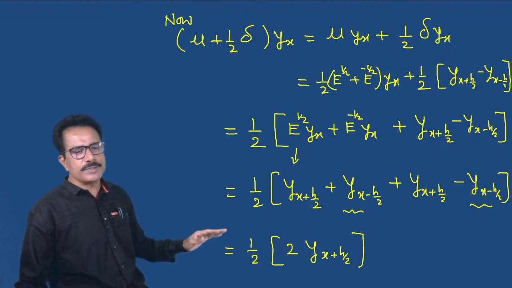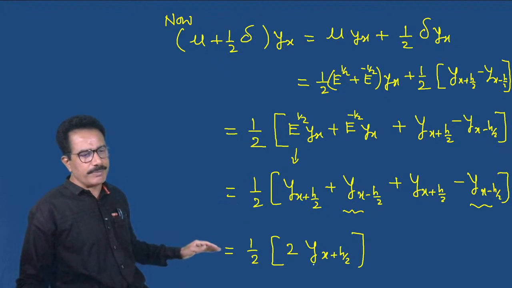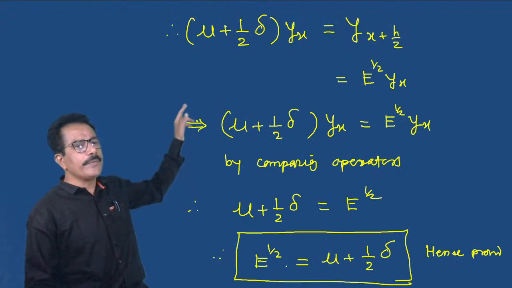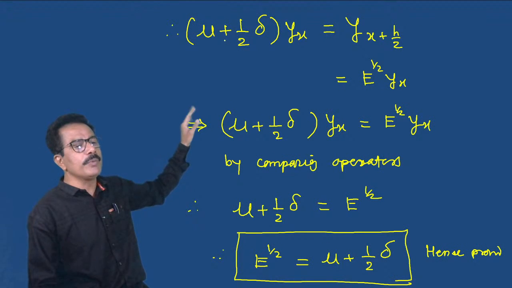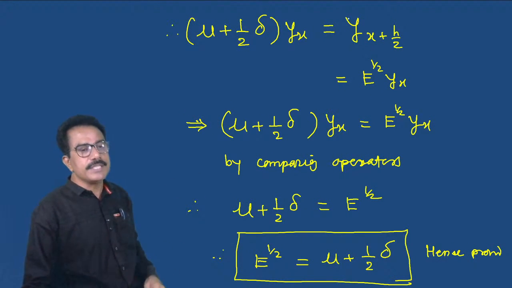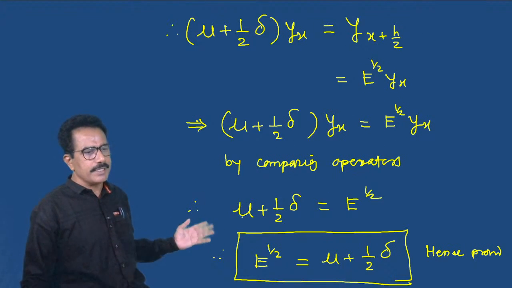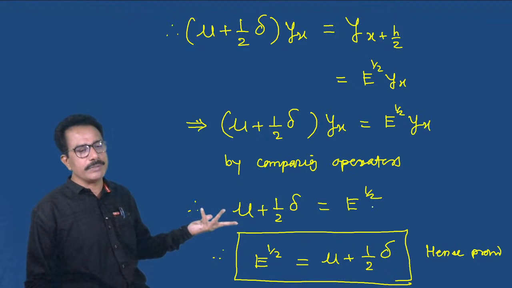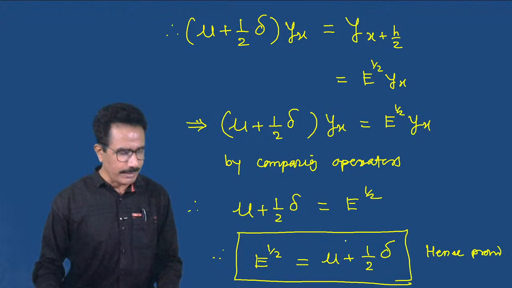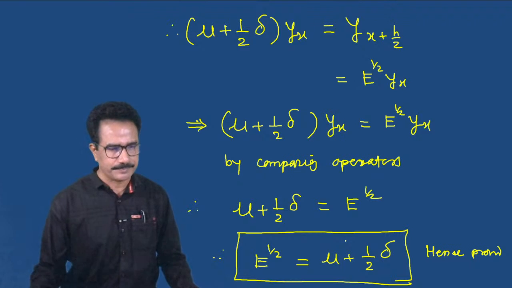This same. Then this negative positive will be cancelled. y of x plus h by 2, y of x plus h by 2 means 2 times of y of x plus h by 2. 2 times will get cancelled. So we get the relation mu plus 1 by 2 delta yx is equal to y of x plus h by 2. This can be written as e raised to 1 by 2 yx. Now comparing the operators, mu plus 1 by 2 delta is equal to e raised to 1 by 2. That means e raised to 1 by 2 is equal to mu plus 1 by 2 delta. आणि अशा पद्धतीनं हेन्स प्रूव्ड.